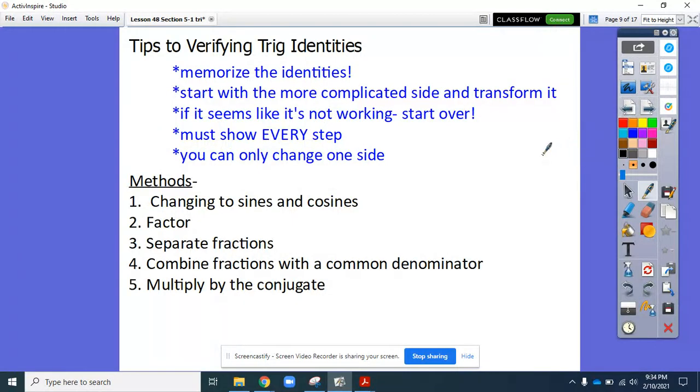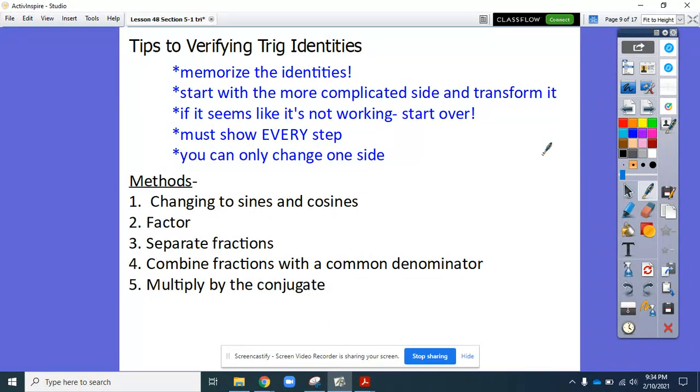All right, so those are all of the fundamental identities. So here are some tips. You definitely want to write these down, the tips and the methods, because these are what we'll use in the next video. It's going to be all about examples. So a couple of tips. Memorizing the identities, really knowing those, is going to be really helpful for you.